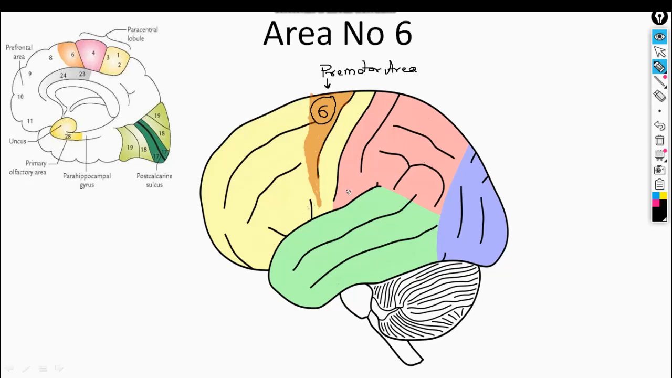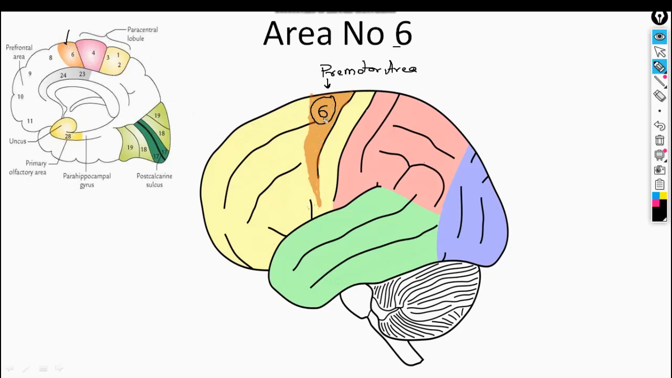So let's continue the topic ahead. Now we will talk about Brodmann's area number 6. You can see here, this is Brodmann's area number 6 on the superior lateral aspect of this hemisphere, as well as on its medial aspect here, area number 6.